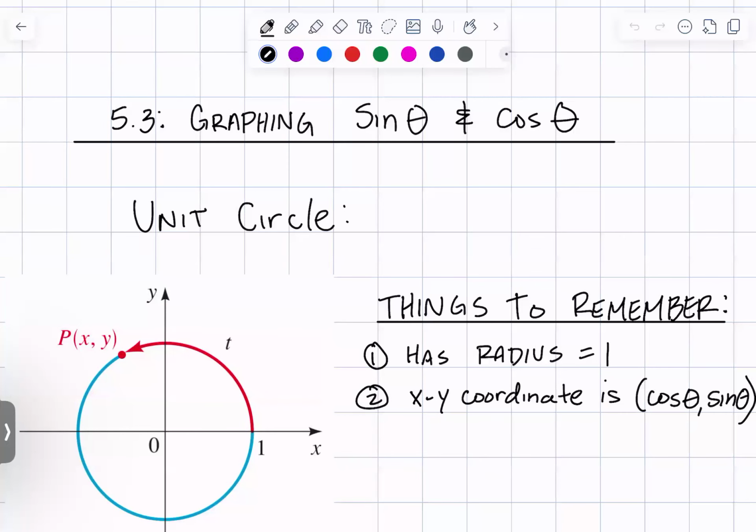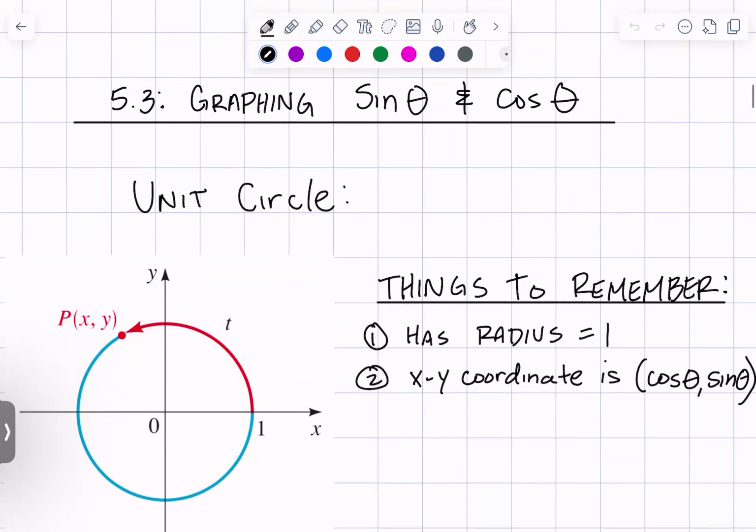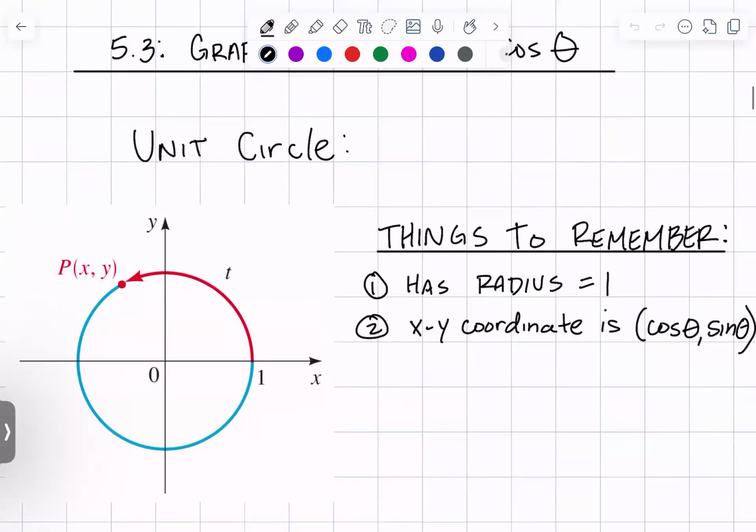All right, welcome everyone. This is 5.3, graphing sine and cosine. When you're graphing sine and cosine, we have to think about the unit circle. I know that you know the unit circle. And things to remember about the unit circle is it has the radius of 1 and the xy coordinate is actually cosine comma sine.